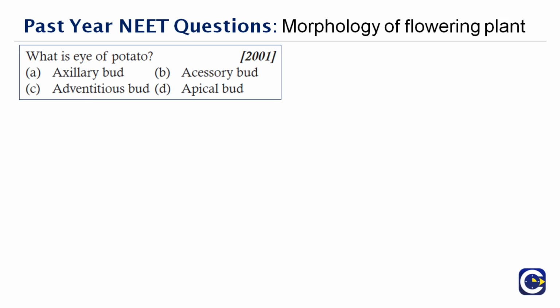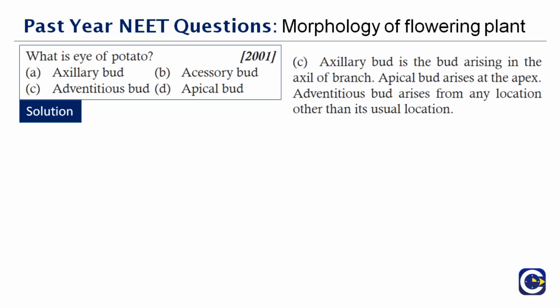Okay, this question which was asked in the year 2001: what is the eye of a potato? What do you think will be the answer? Because we just now saw in the last question, right? The answer is option A, axillary bud. An axillary bud is a bud arising from the axil of the branch. An apical bud arises from the apex, while an adventitious bud arises from any location other than the usual location. Therefore, the right answer is axillary bud.